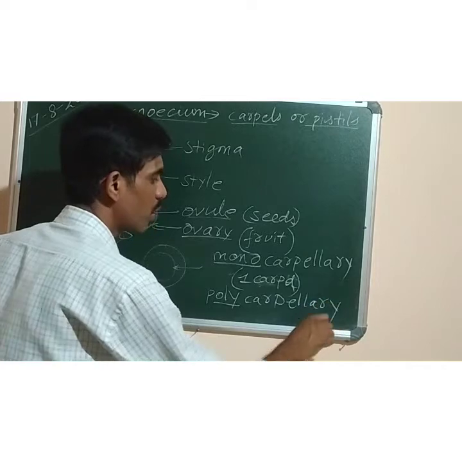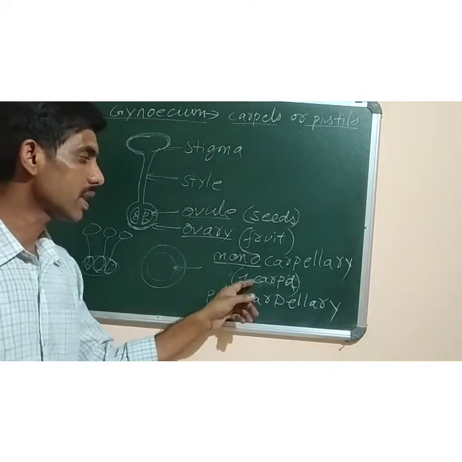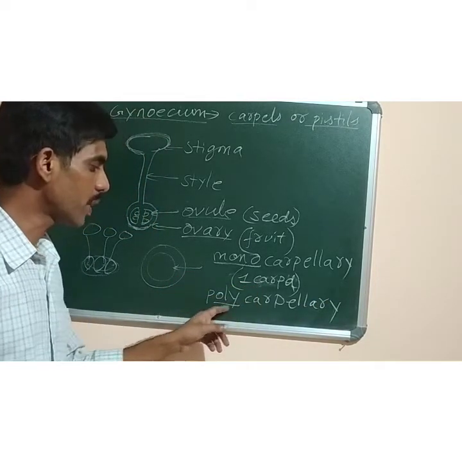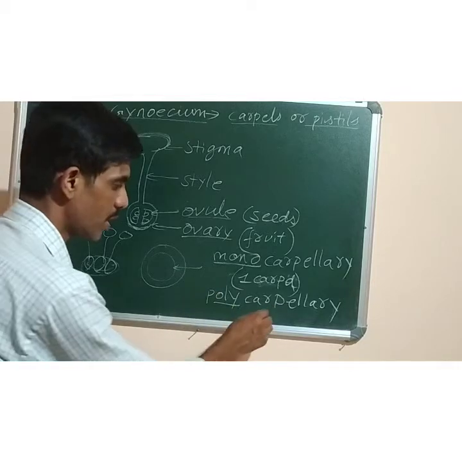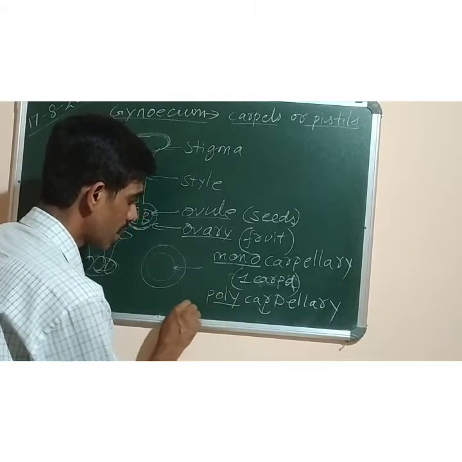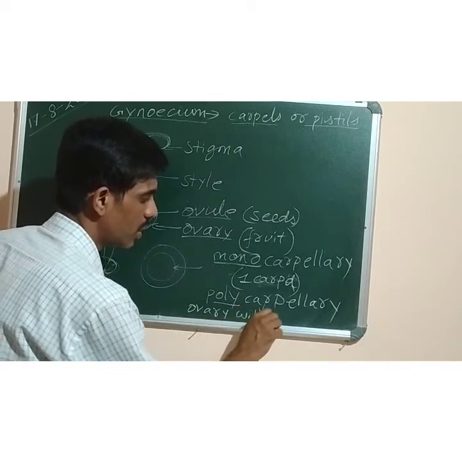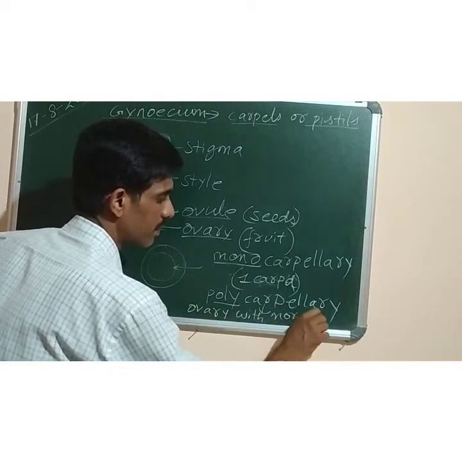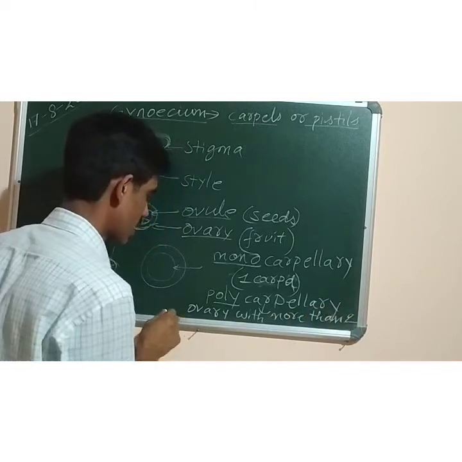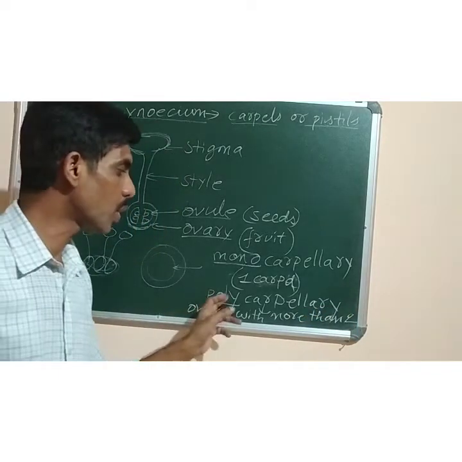Understood the difference? Monocarpellary means an ovary with a single carpel. If you have to define polycarpellary, it is an ovary with more than 2 carpels.